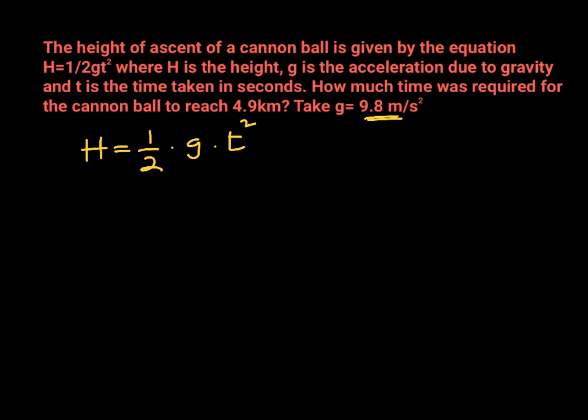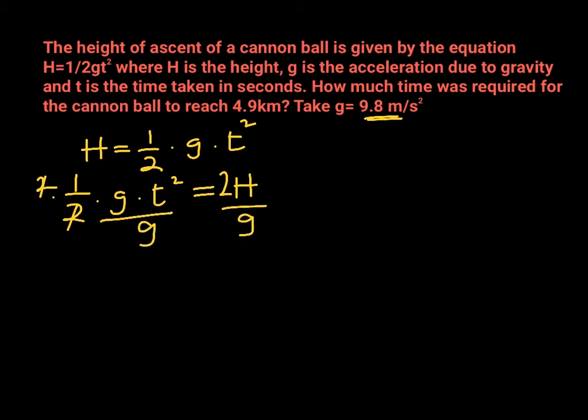First we need to make t the subject of the formula. This is the same as 1 over 2 times g times t squared is equal to h. To eliminate the half, we need to multiply by what? Multiply by 2, and you also multiply this side by 2. So the 2 cancels out here. Now we have g t squared. To eliminate g on this side, we divide by g. We also divide this by g. So the g's cancel out, and we're left with t squared is equal to 2h over g.